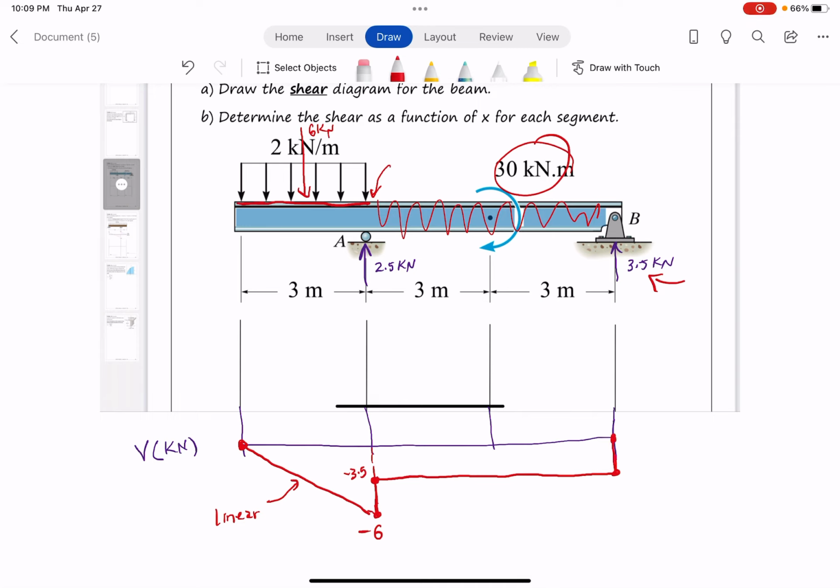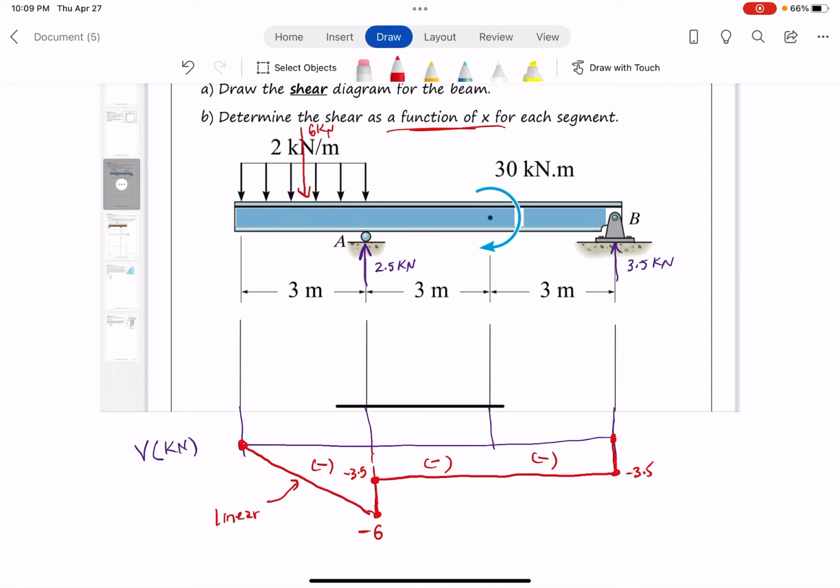Okay, so we have a good check. So this is still minus 3.5. Gonna go back to 0. So this is the shear diagram of this beam. Let me just take all of these things. Okay, so this is the shear diagram. But he also wants determine the shear as a function of x for each segment.